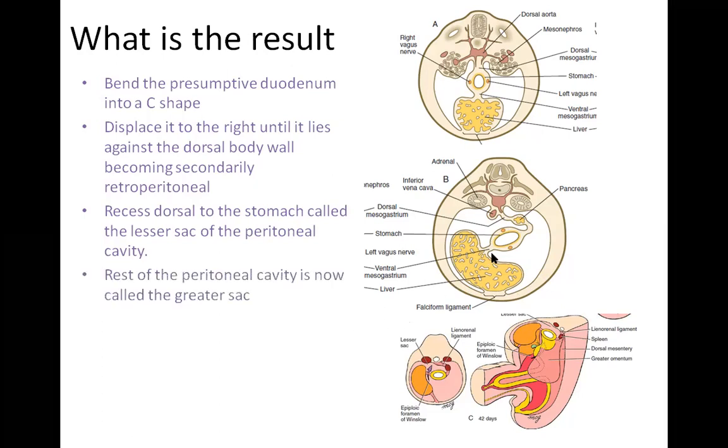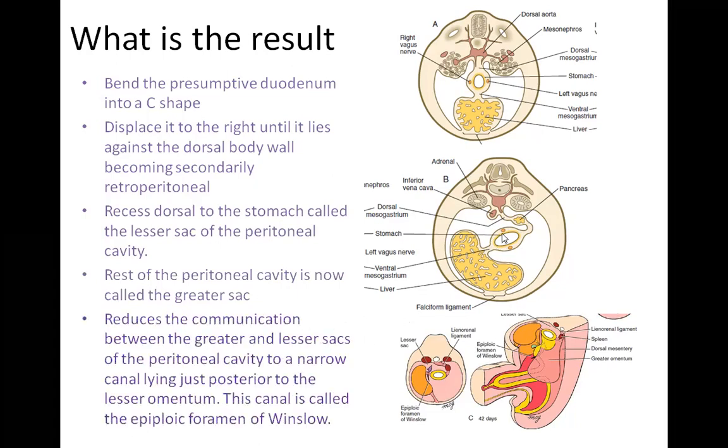Then the rest of the cavity is the greater sac. Finally, because of this rotation, the communication between the greater and the lesser sac is reduced. Initially it was wide, and after the rotation this communication has become narrow. It is now known as the epiploic foramen of Winslow, which is lying just posterior to the lesser omentum.